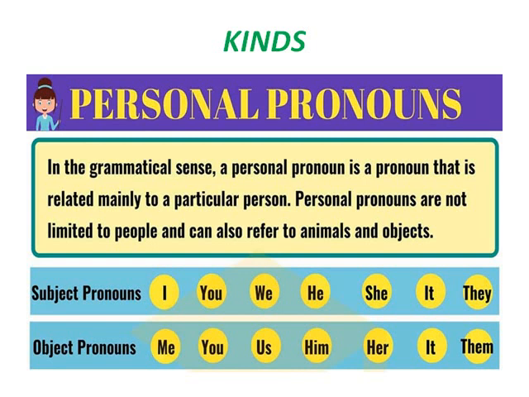I and we come under the category of first person. You comes under the category of second person. He, she, they, it come under the category of third person. The pronouns in their subjective case change to their objective case when used in the place of an object. So, I becomes me, you remains you, we changes to us, he becomes him, she becomes her, it remains it, and they becomes them.